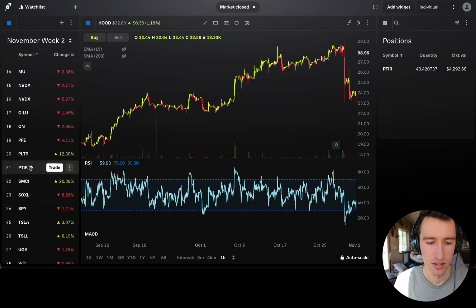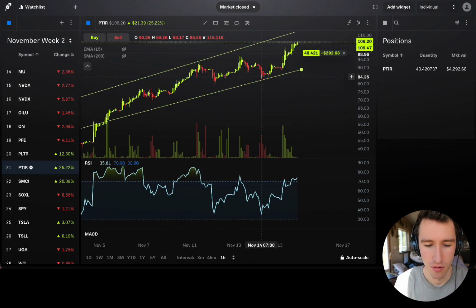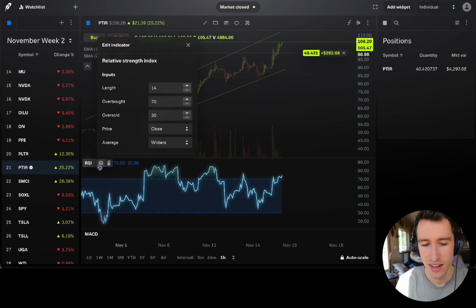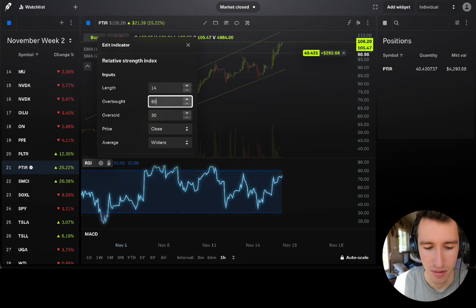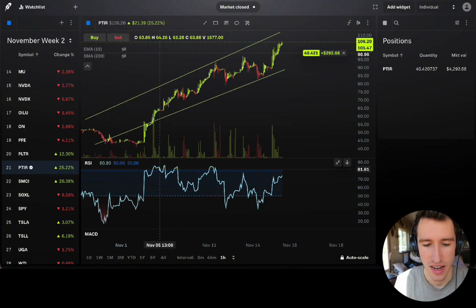For example, PTIR, which is the stock I'm in right now, if we look at the shorter term RSI, see how it's so high, and even when it was on the oversold side, it wasn't even on the oversold side. If you're looking at it that way, it's kind of hard to tell. You might want to change it to 80/50 and see how that shows now.